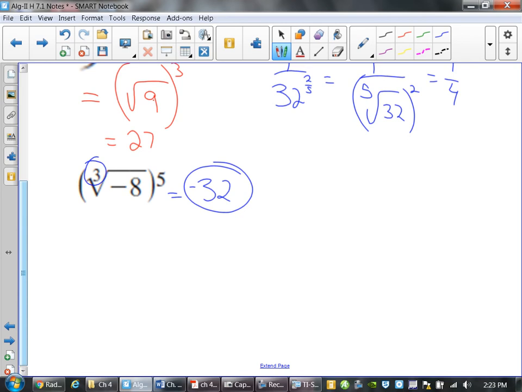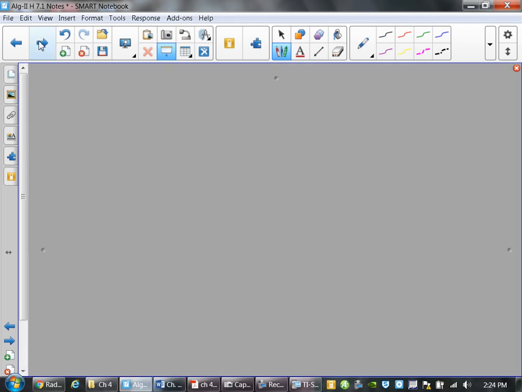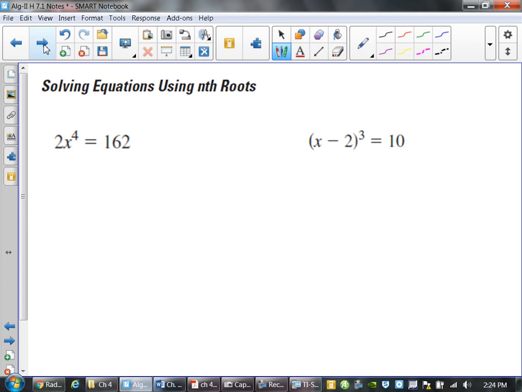Are we going to use exponent fractions with variables? We won't have exponents with variables until we get to logarithms, because that's how you solve that. Yeah. Okay.